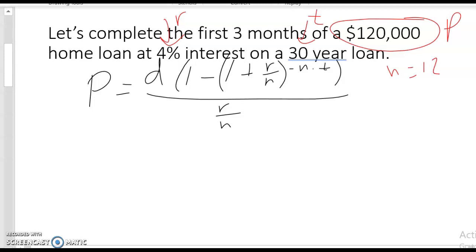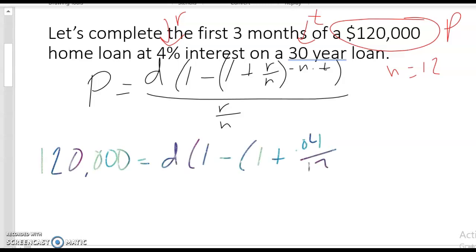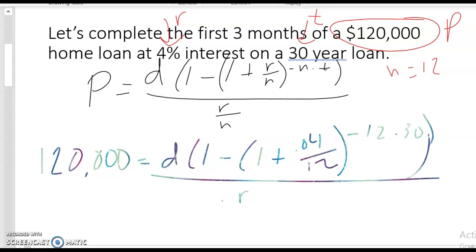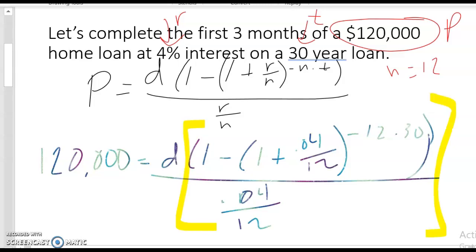So when I punch all of this into the formula, I get 120,000 equals D times 1 minus (1 plus 0.04 divided by 12) raised to the negative 12 times 30 power, all over 0.04 over 12. Now, when you do this in your calculator, you want to simplify the right side. So take this piece first, raise it to the exponent, then take 1 minus that, divided by the 0.04 divided by 12. This is a whole big thing, right?